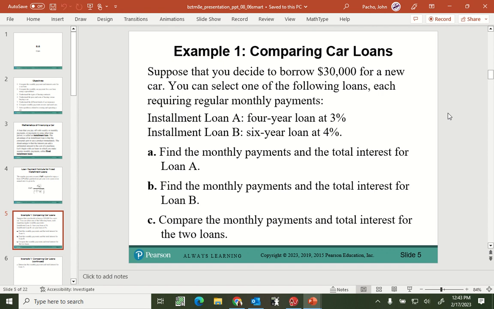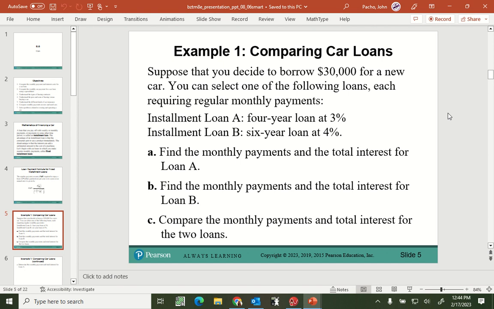Suppose that you decide to borrow $30,000 for a new car. You could select one of the following loans, each requiring monthly payments. Loan A is 4 years at 3%. Now, first, how often do we make this payment? Every month. And for loan A, it's for how many years? 4 years. So 4 times 12 is going to give me 48. So loan A, that's your first group that you're going to make. N equals, thank you. You write that down? N equals 48.